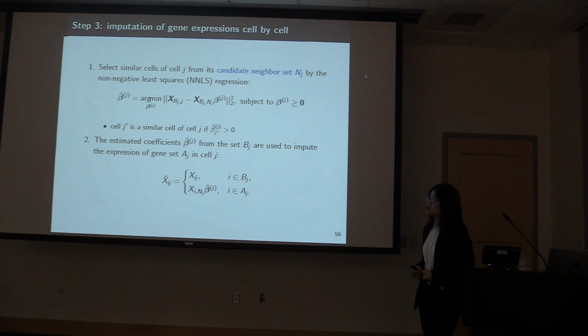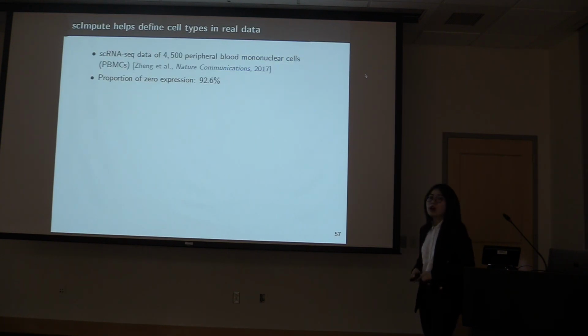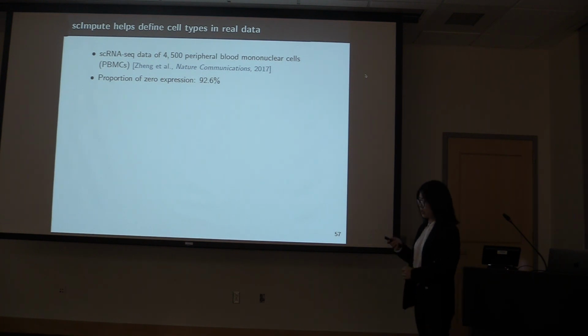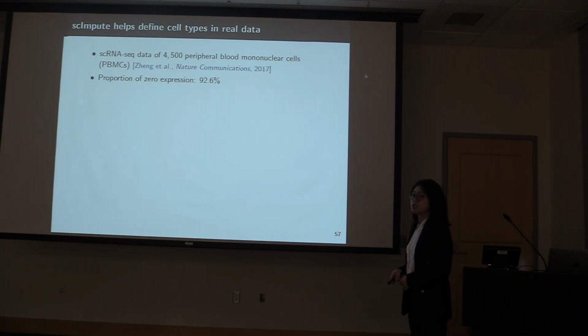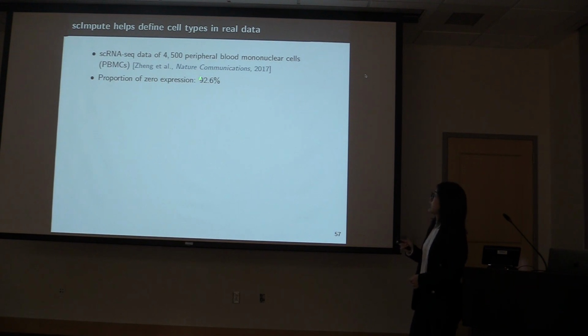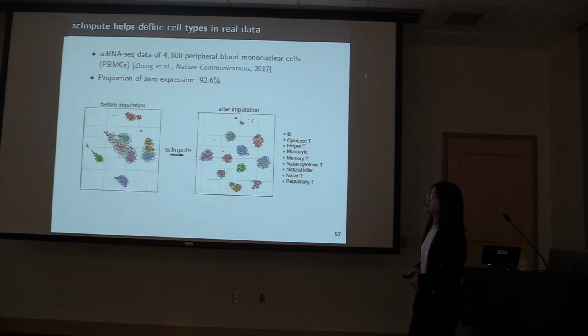And I want to use 2 real data examples to show that these imputed gene expression values can improve downstream analysis. With the first example, I want to show that S-impute can help us identify cell clusters in real data. And in this example, I collected the gene expression data of 4,500 blood cells, and the proportion of 0 in the raw read count matrix is over 90%. And here, I'm plotting the individual cells based on the first 2 components from the t-SNE algorithm. And these cells are colored by their actual immune cell types.